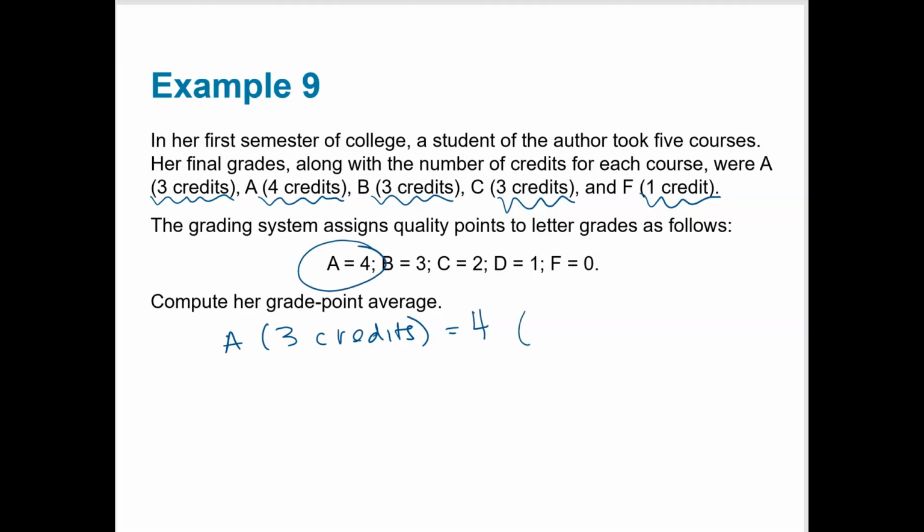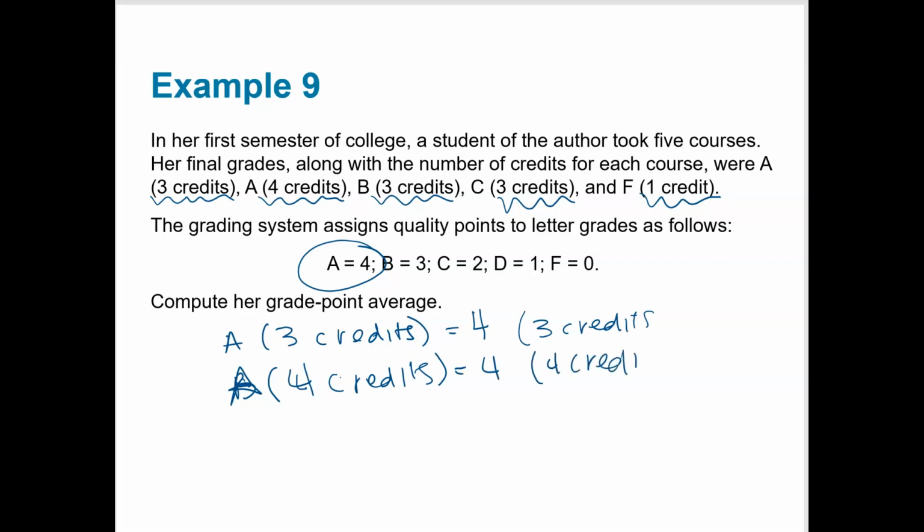And so that is the 4 is worth 3 credits. And the B, she got another A, sorry about that. She got an A in a 4 credit class. So that's another 4 with 4. And then she got a B on a 3 credit class. So that a B is worth 3 for her 3 credit class.